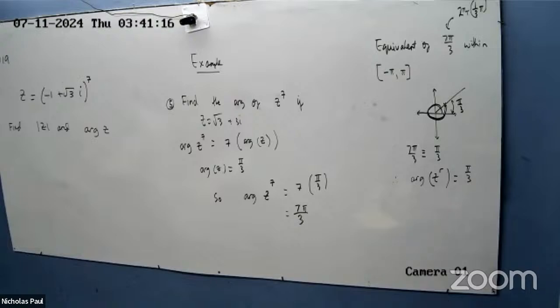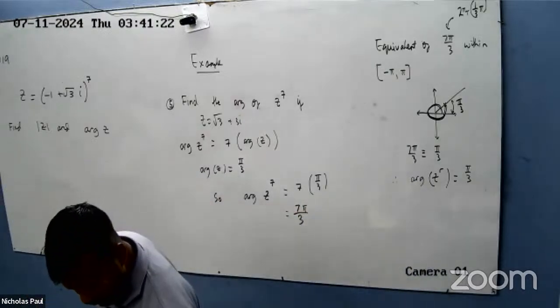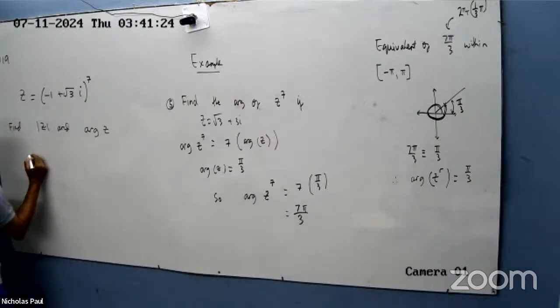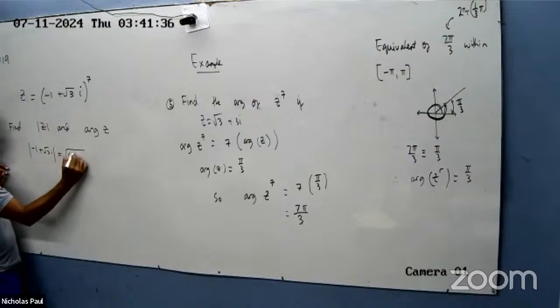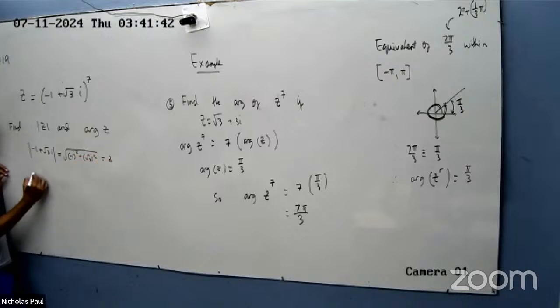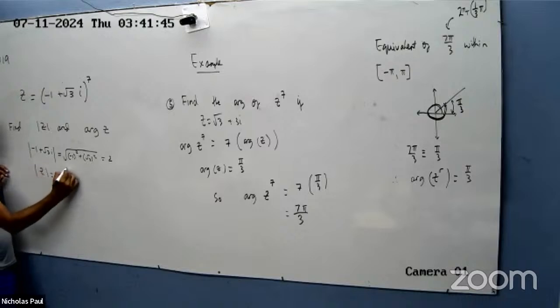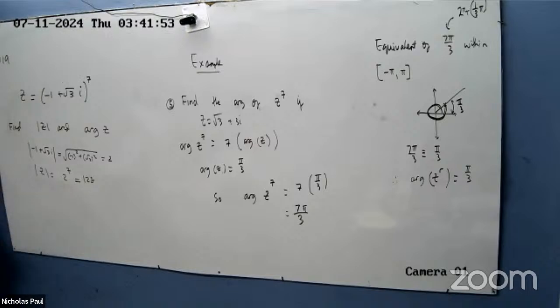Ready? Let's check it out. So first thing, let's find the modulus of -1 plus √3 i. The modulus of this is the square root of -1 squared plus √3 squared. So that's 4, so you're getting 2. So therefore, the modulus of z will be 2 to the power of 7, if we use the formula I gave you, right? That's okay? So I found the modulus.